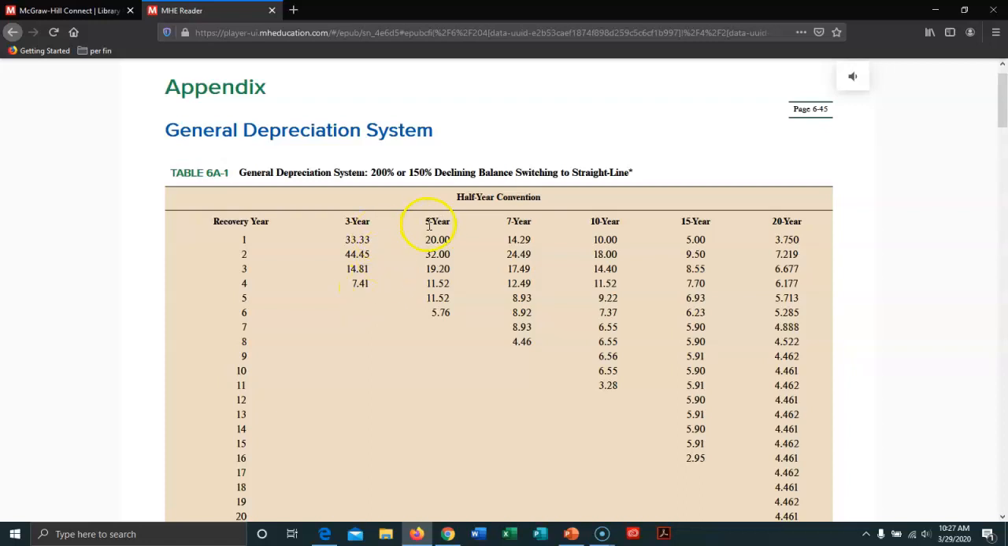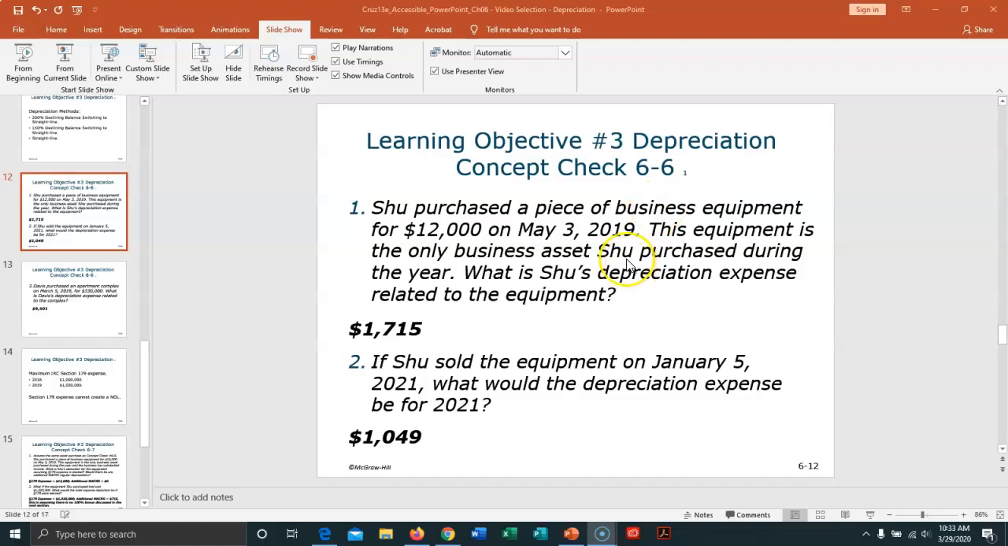And you'll notice we do the same thing with all of these other assets that we see over here. It says, again, she purchased a piece of equipment for $12,000 on May 3rd, 2019. This equipment is the only business asset Shu purchased during the year. What is Shu's depreciation expense related to the equipment? So the very first thing we look at is, number one, what's her basis in the asset? $12,000. That's what they told us. Number two, what is the useful life of this asset, or over what period is it normally depreciated? Well, because this is equipment, it will be 7 years.